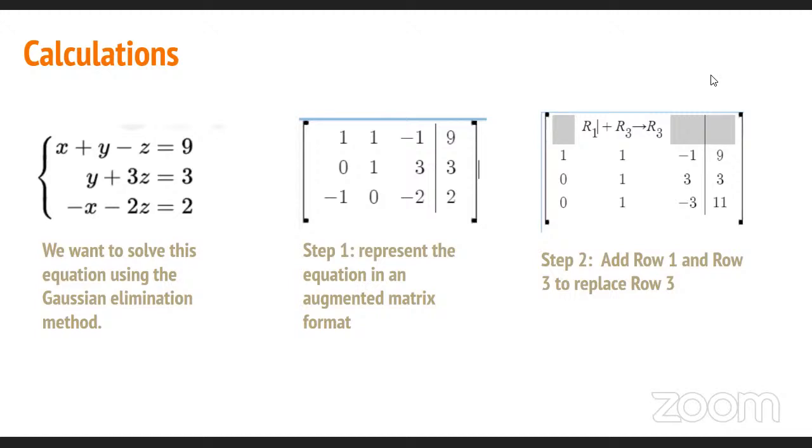According to his formula, R1 plus R3 replaces row 3. Now you have 1 plus -1, which gives you 0. The other one, 1 plus 0, gives you 1. Then -1 plus -2 gives you -3. So it also applies to the constants; are you going to also add the constants? Yes, sir.